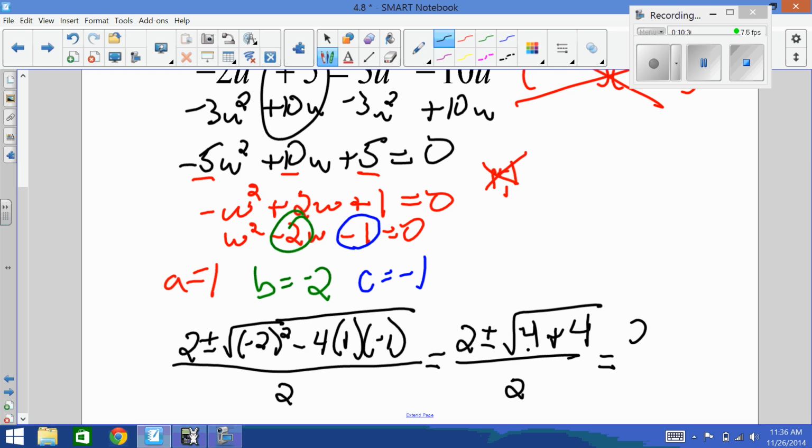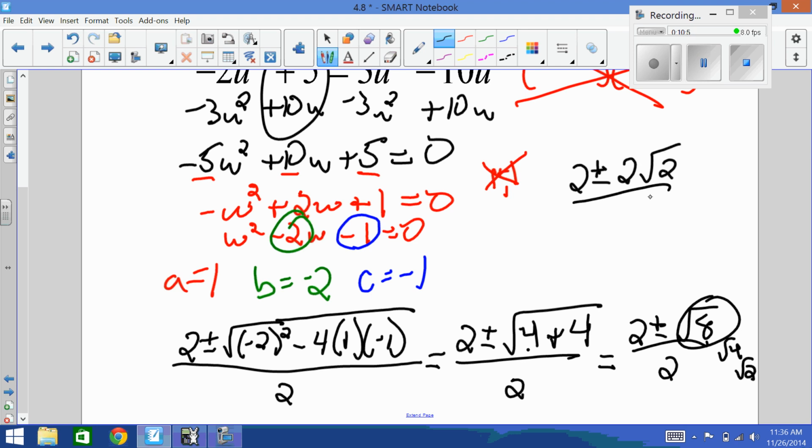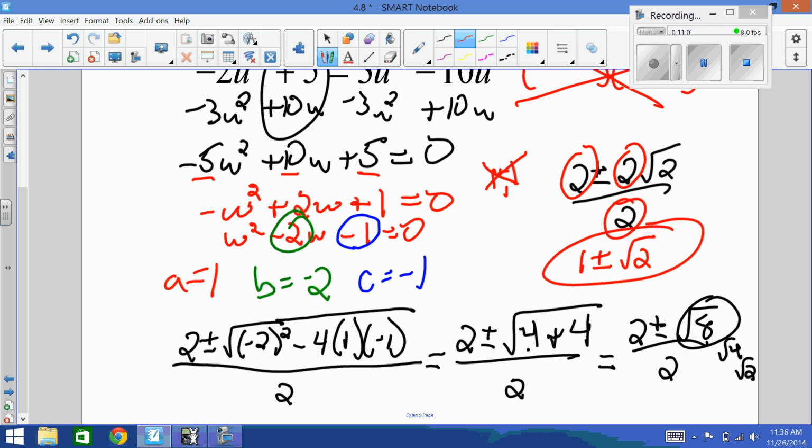And I get 2 plus or minus square root of 8 all over 2. Now this can be simplified. That's radical 4 and radical 2. So let me finish it up here. So we get 2 plus or minus 2 square root of 2 all over 2. Right here, all 3 parts are all divisible by 2. So I'm going to divide them all by 2. So when I do that, I get 2 divided by 2 is 1 plus or minus 1 radical 2 over 1. So there's my answer.